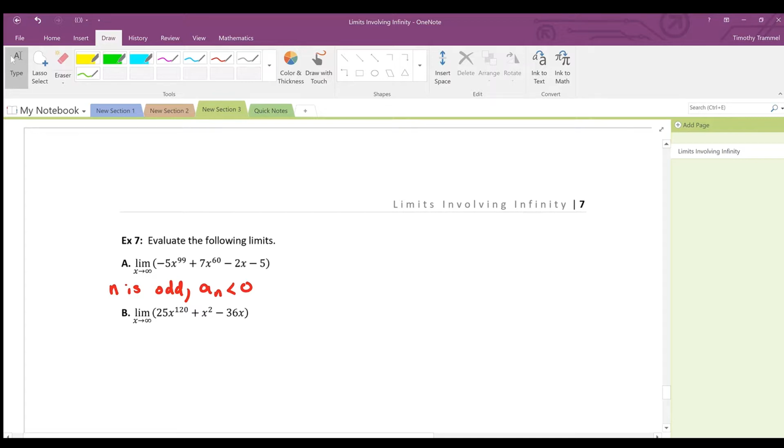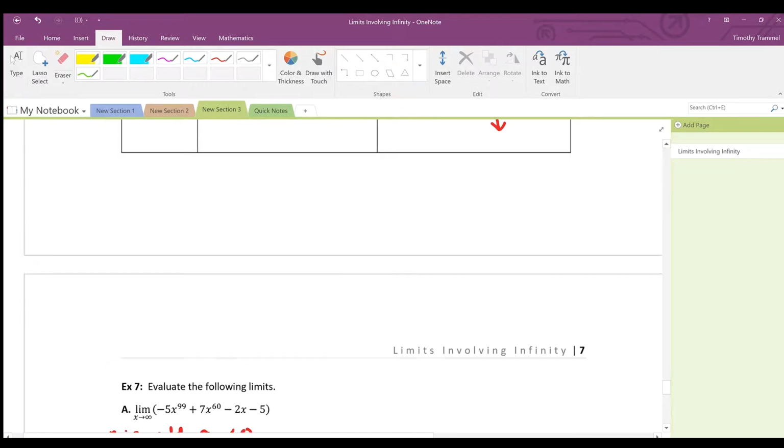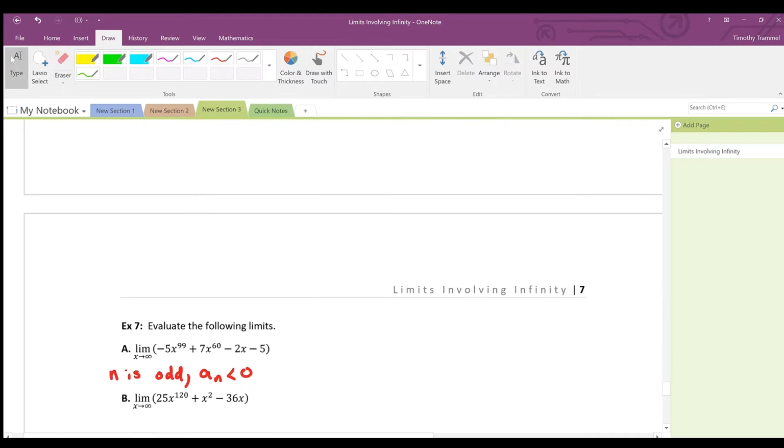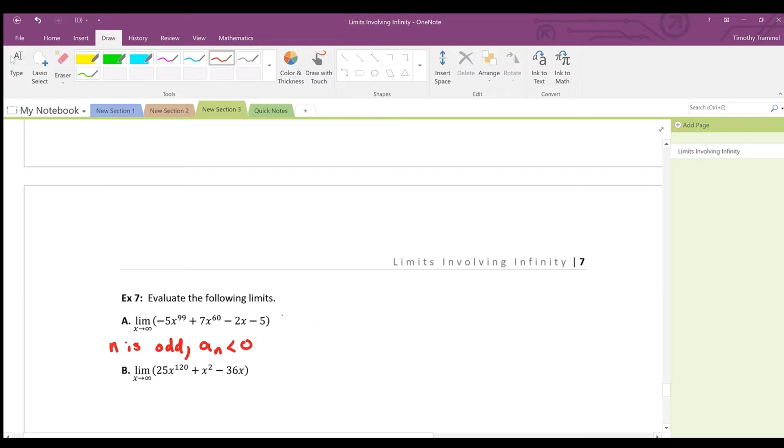But we want to go look in our table. Well, if n is odd and the leading coefficient is negative, what's that look like? Well, that was this one that's here in the bottom right. So you can see here we go. You can see that as x approaches positive infinity, the y value is decreasing without bound. So this limit here is minus infinity.